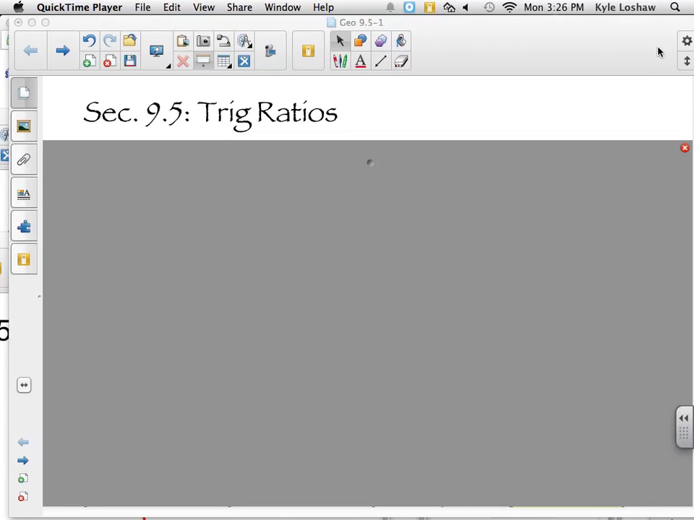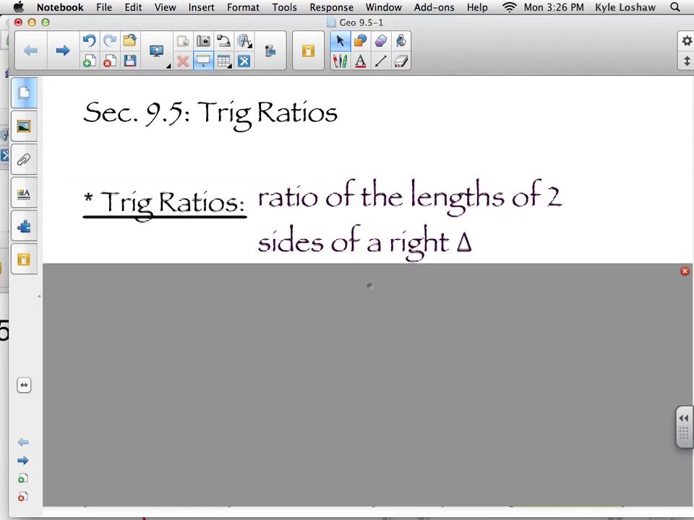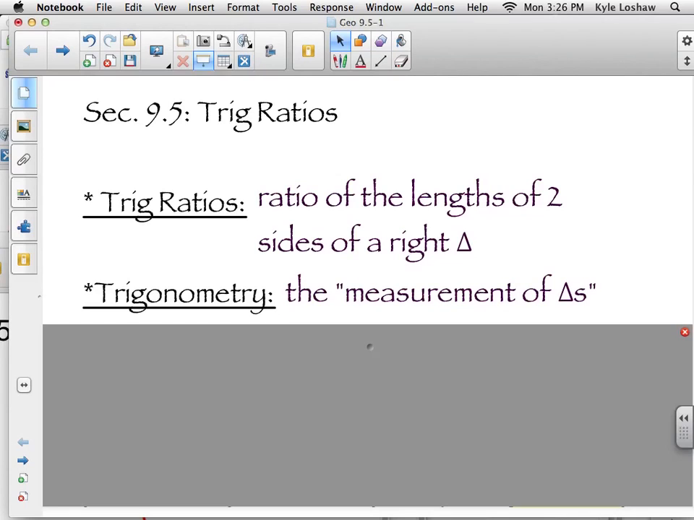Welcome to the introduction to trigonometry. I know the first question you have is, what is trigonometry? Well, that's what trigonometry is: the measurement of triangles. So, trig ratios are our focus.